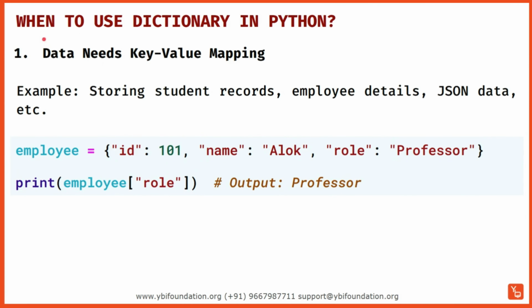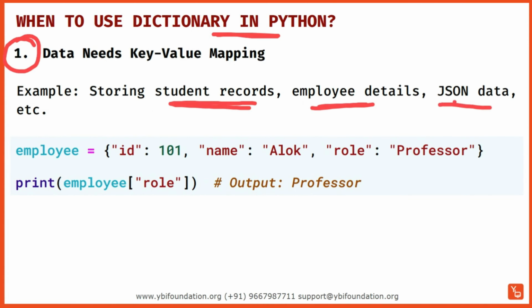Now let's understand few use cases of dictionary or Python dictionary. The first one, that data needs to be in key value mapping. So whenever we want to store the information in a particular structure, like for example, we want to store student records, or employee details, or we want the information as a JSON template, right? So we use the dictionary.